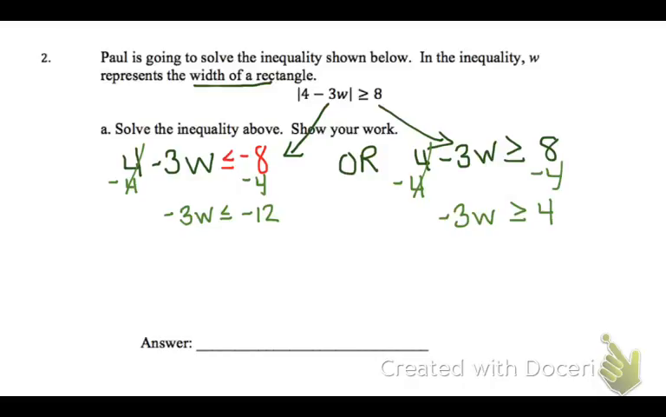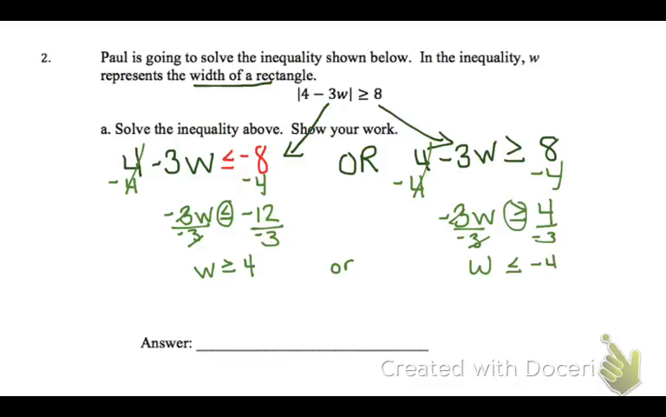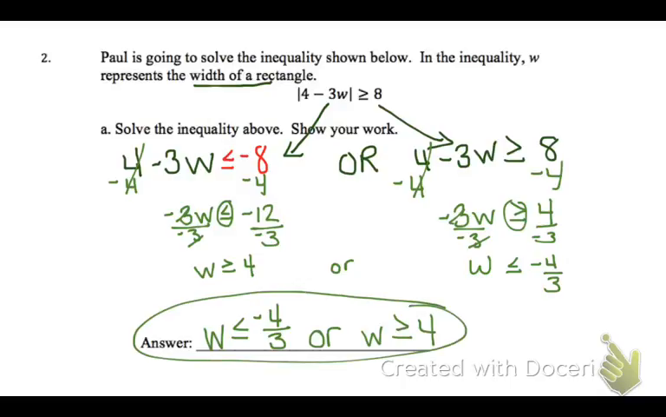Then I need to divide each side by -3. Now, when I divide by a negative, you should know that you need to reverse the direction of the symbol. So I get W is greater than or equal to 4, or on the right, W is, again, I have to switch the direction of the sign, W is less than or equal to -4/3. And I always put that negative sign up in the numerator. So when I write my answer on this line, I always like to put the smallest one on the left and the biggest one on the right. Make sure that you don't drop that word or. That is necessary.